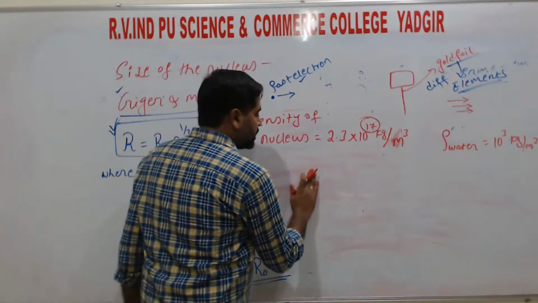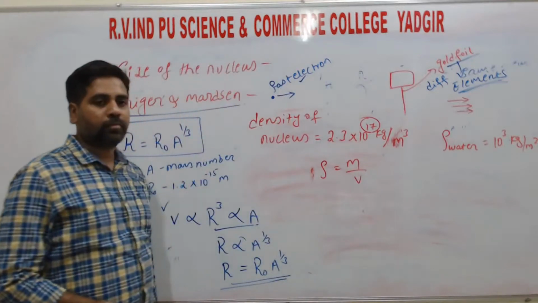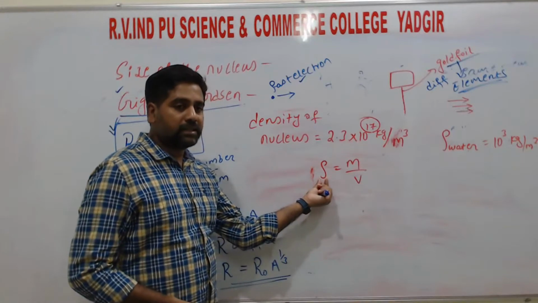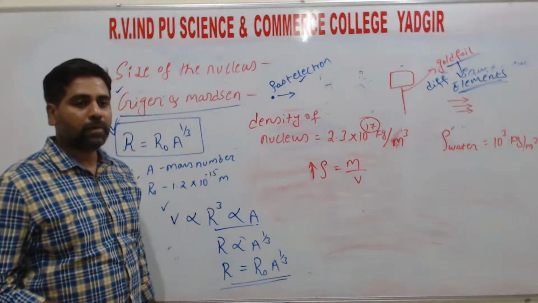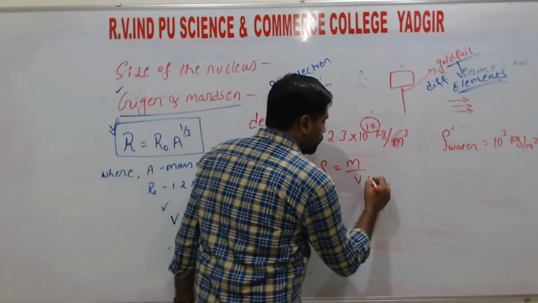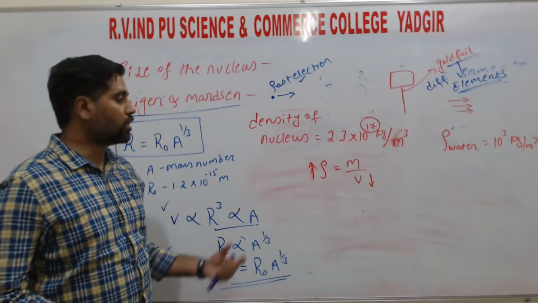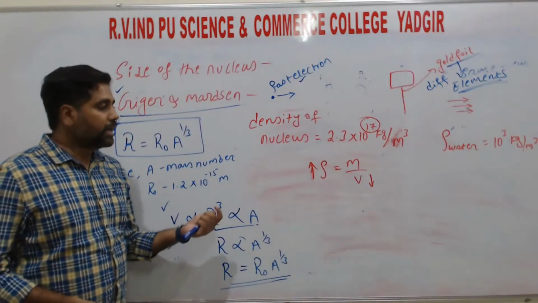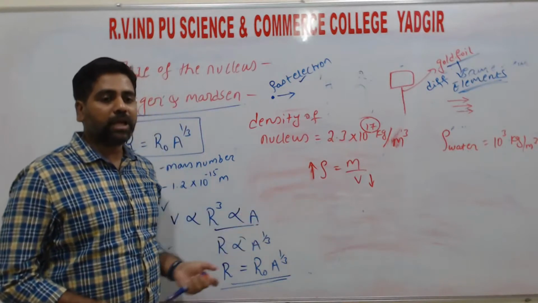So we know the relation density is equal to mass by volume, right? So that means volume is inversely proportional to the density. Here the density of the nucleus is very high. So if the density of the nucleus is very high, that means the volume of the nucleus is very small, right? For that reason the nucleus is highly concentrated and its density is very high, hence the atom is almost empty space.